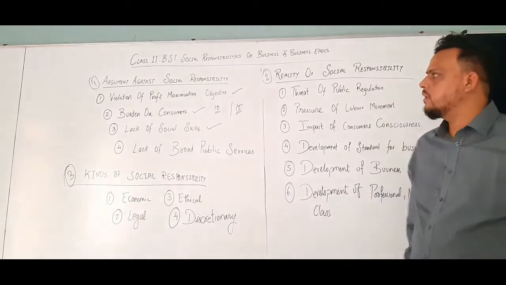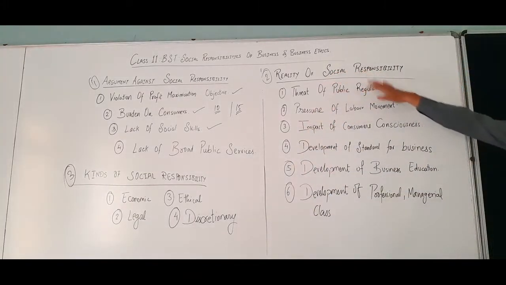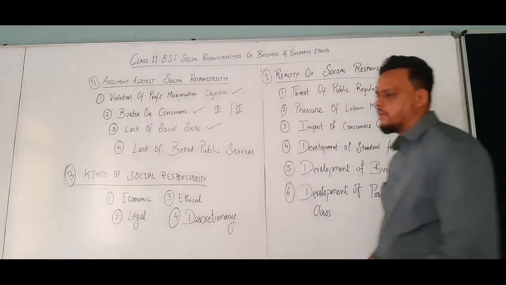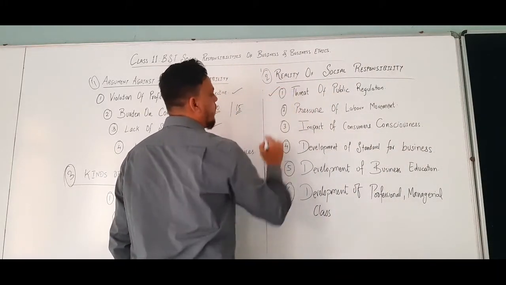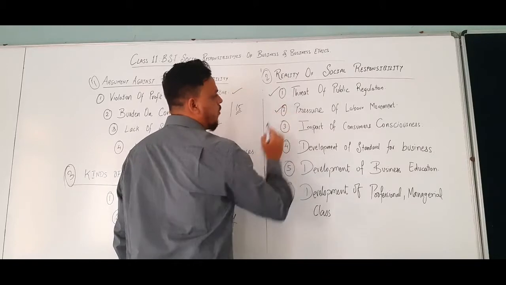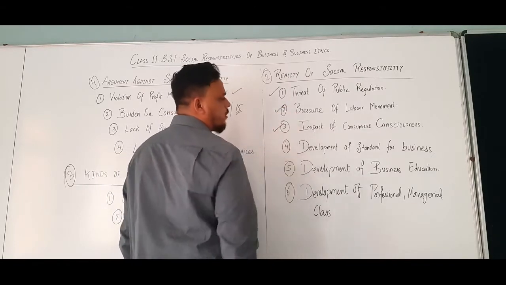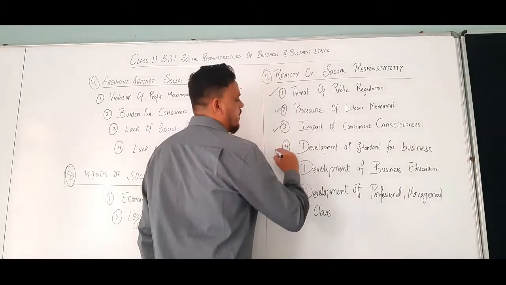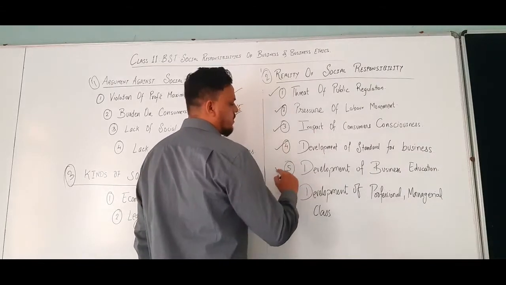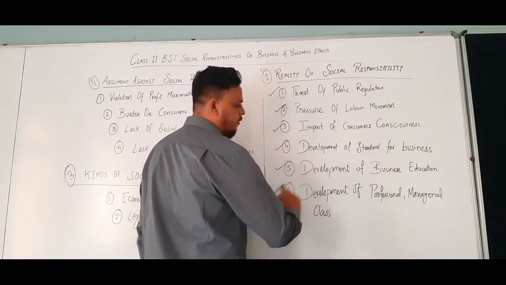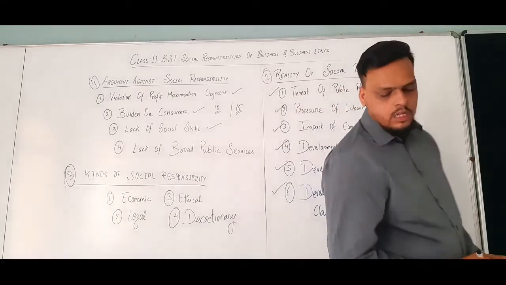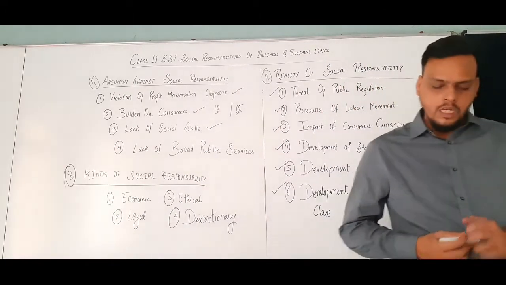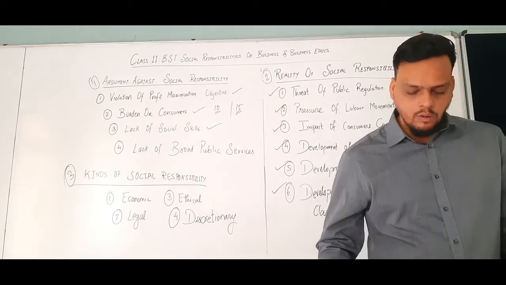Now next point is related to reality of social responsibilities. We are having 6 points over here. One by one we will see. First is strength of public regulations, pressure of labor movement, impact of consumers consciousness, development of standards of business, development of business education, development of professional managerial classes. So let's begin with the first point, known as threat of public regulations.